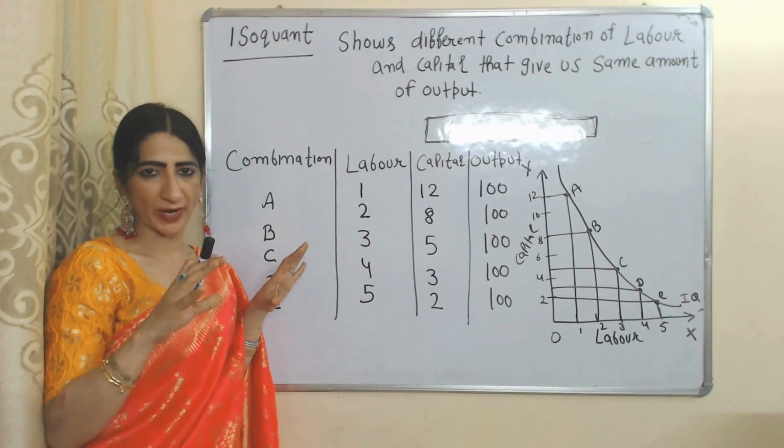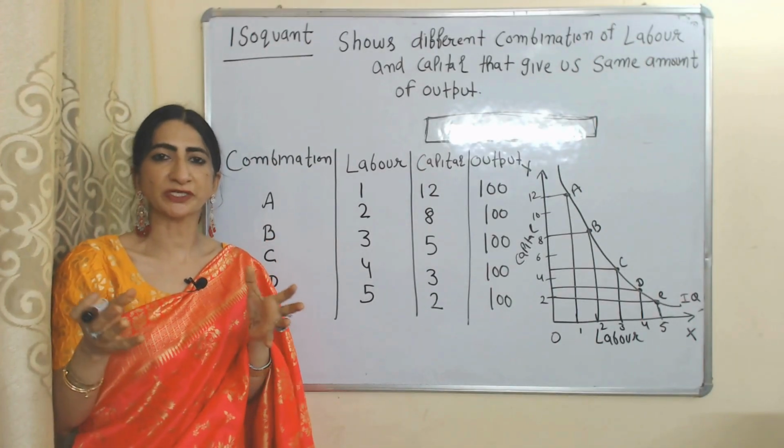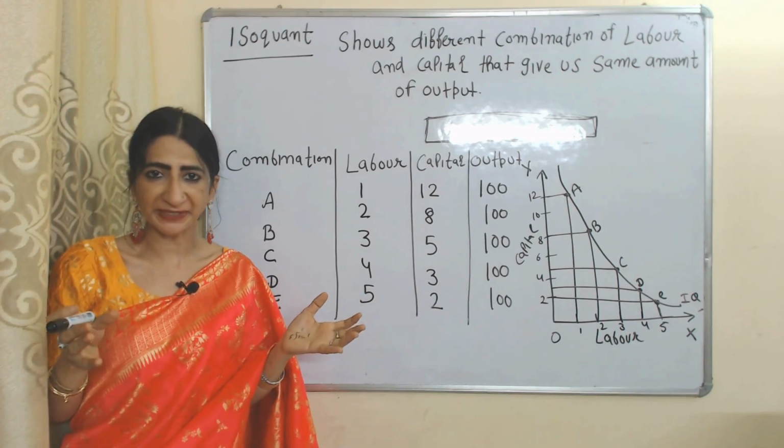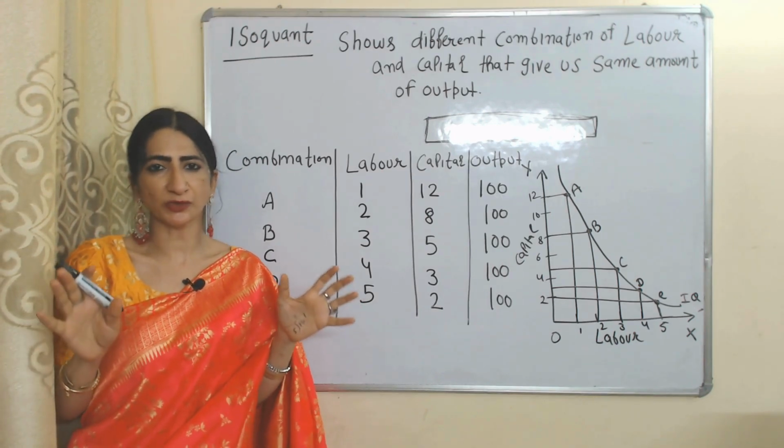Now we will see the isoquant. An isoquant shows different combinations of labor and capital which give us the same amount of output.